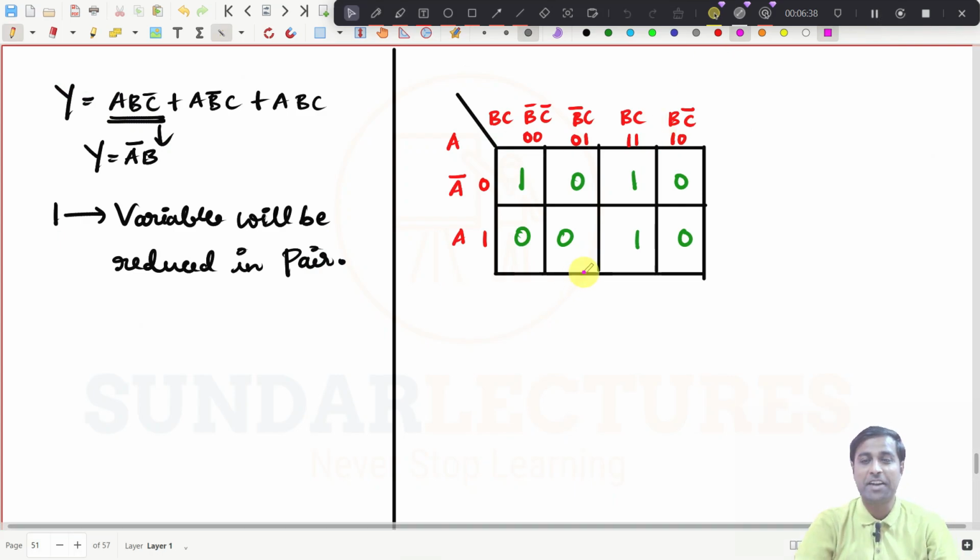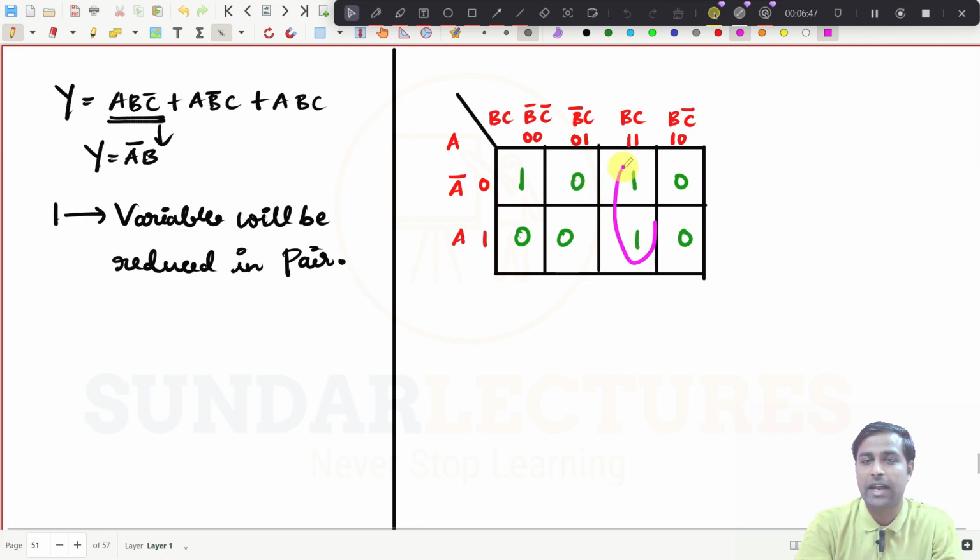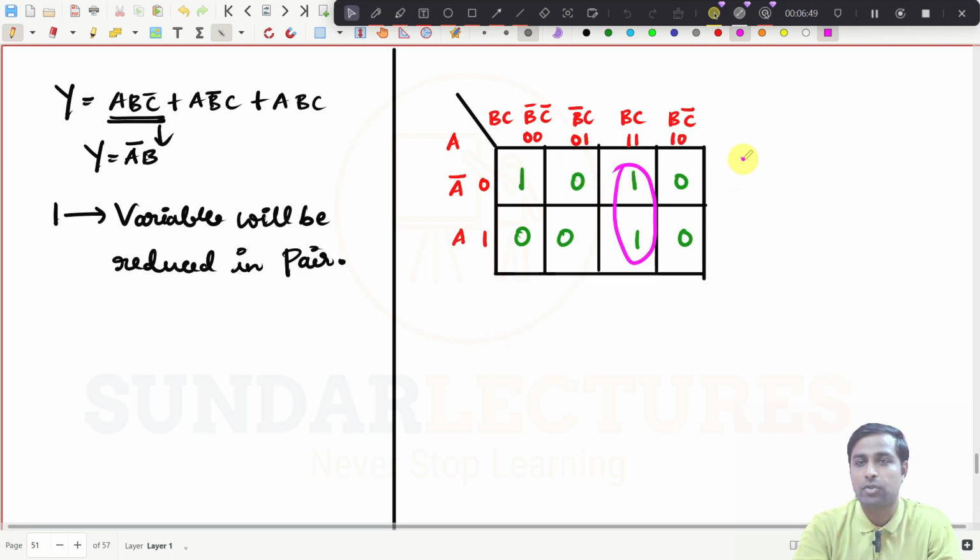Right. Now you see. If I have like this, these are all ones. So straight away I can take these two as a pair. So y will be equal to, what is the output for this one? There is no common term in these two because A bar is not a common one, and I can straight away write this is BC, right? The answer.